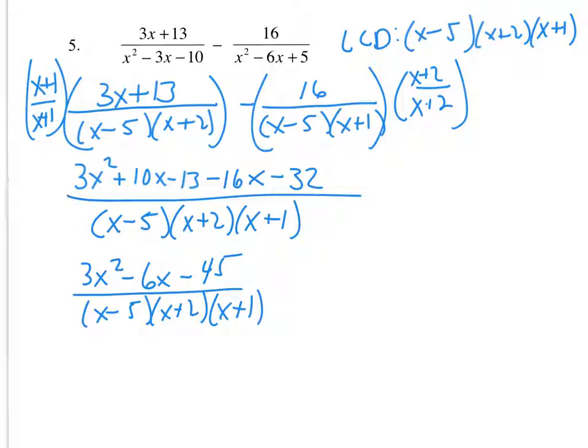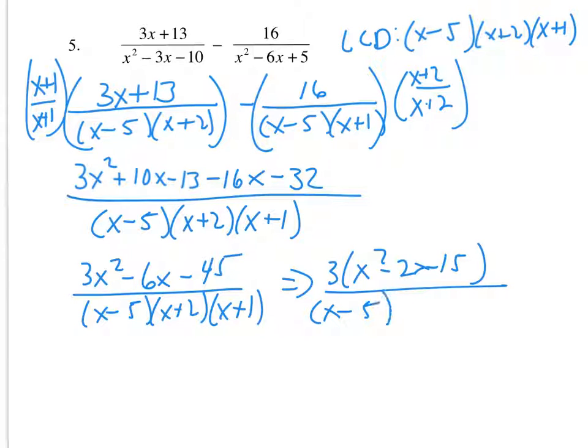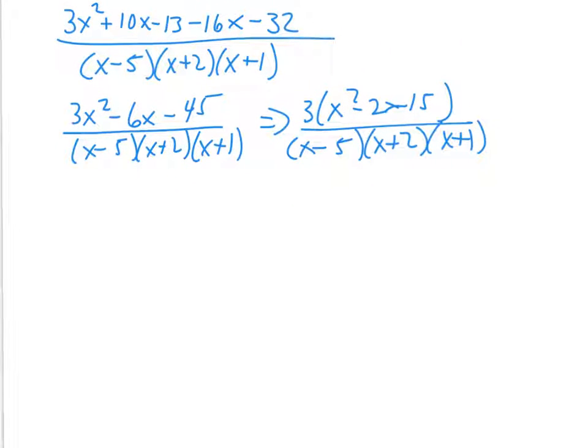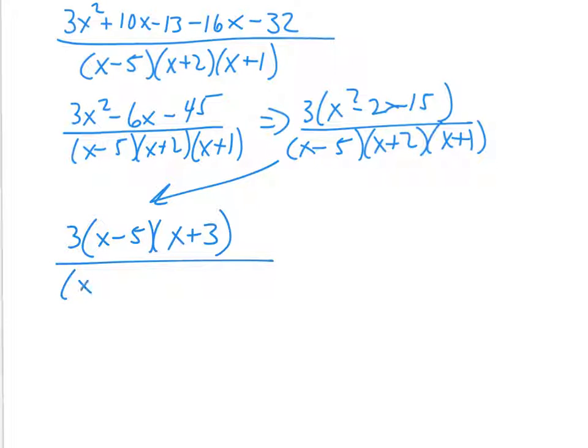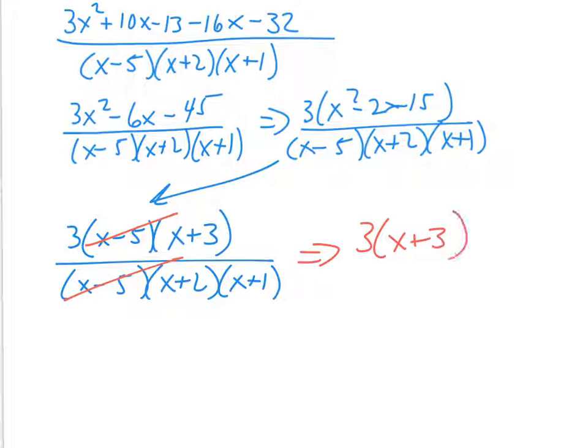Then I see I can factor out a 3, so I'm going to go this way to save some space. I'm going to factor this 3 out, and I'm going to get an x squared minus 2x minus 15 all over x minus 5, x plus 2, x plus 1. Then I'm going to give myself a little more room here. When I factor this numerator up here, I should get 3 times x minus 5 times x plus 3 all over x minus 5, x plus 2, x plus 1. And now I can go ahead and get rid of that guy, get rid of that guy. And I'm finally left with 3 times x plus 3 over x plus 2 times x minus 1.